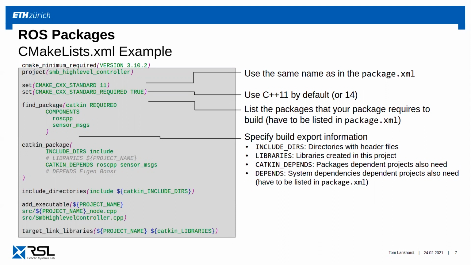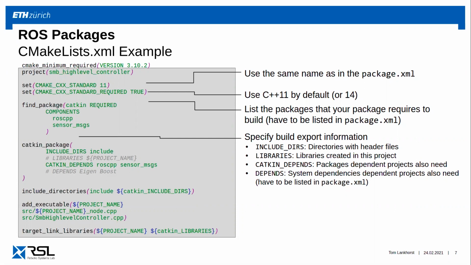Then we can optionally define libraries that our package generates. In this case, it's commented out because we are not generating any libraries that are to be used outside of this package. But if you are, you have to specify those with the libraries property in the catkin package function call. Then we specify which dependencies, which ROS dependencies are used in this package.